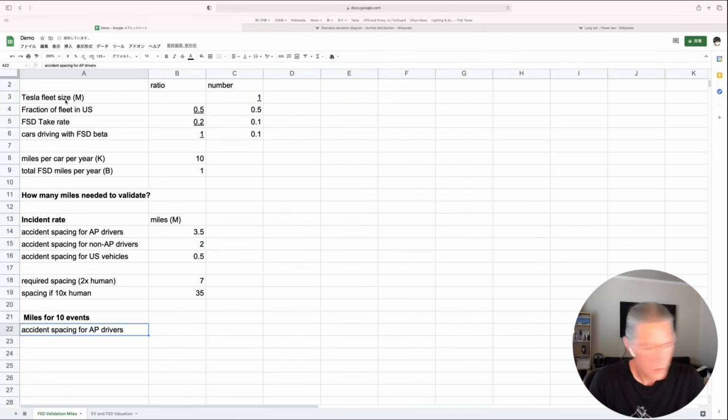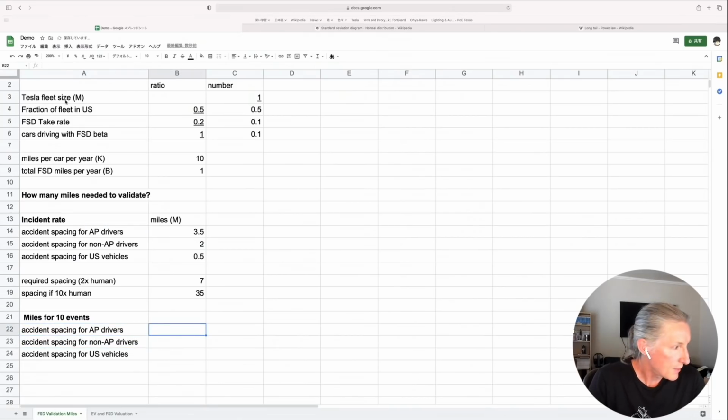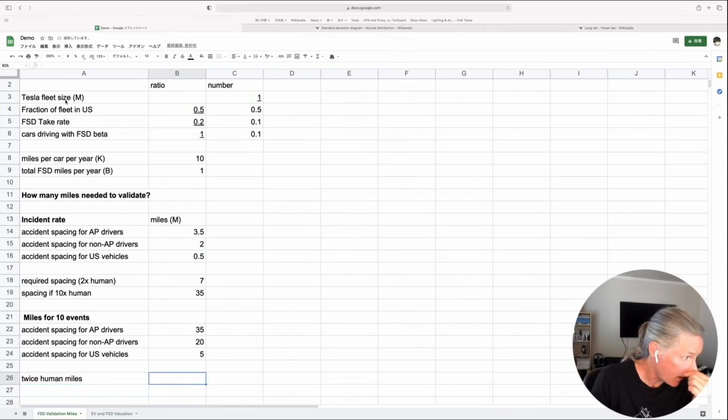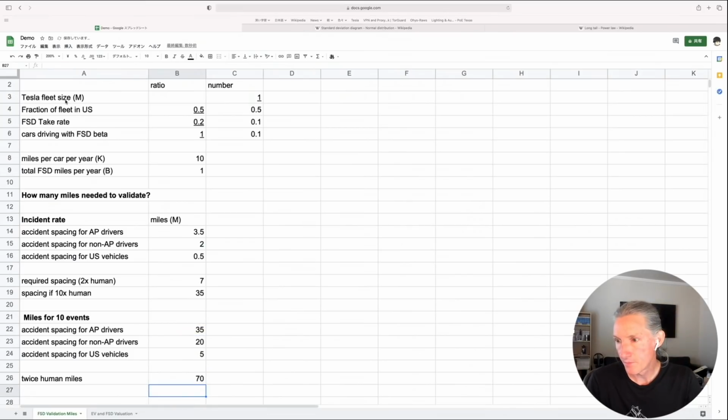AP drivers. Yeah, so we'll just copy these here. We'll go ahead and put all 3 of these categories in here, since this is a pretty easy multiple to do. And we just take 10 times this. So this is how many miles we would need for those. And if we wanted to be twice as good, 70 million miles, kind of the rough ballpark of where we're at.